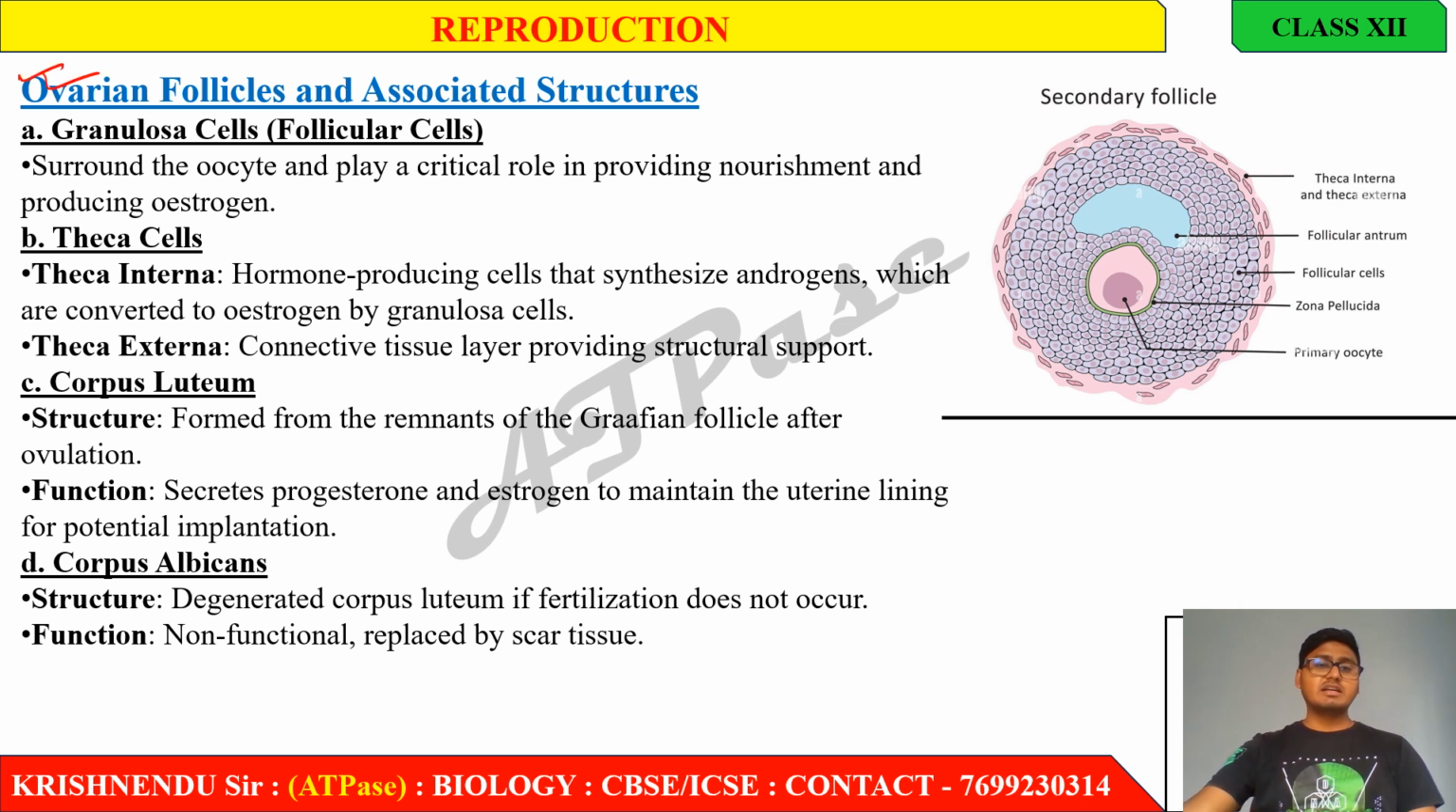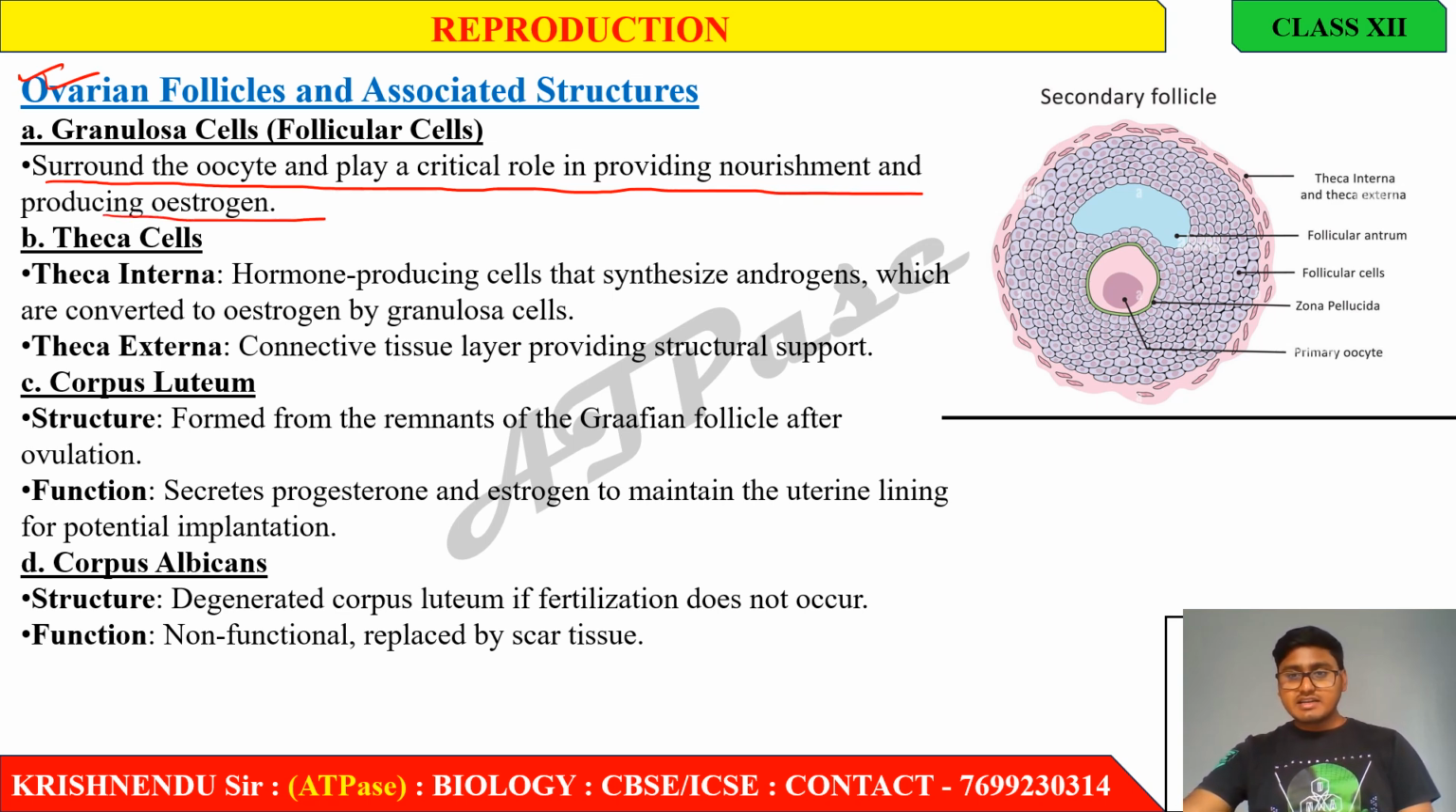Now, ovarian follicle and associated structures. The granulosa cells, or follicular cells, surround the oocyte and play a critical role in providing nourishment and producing estrogen. These are the granulosa cells.